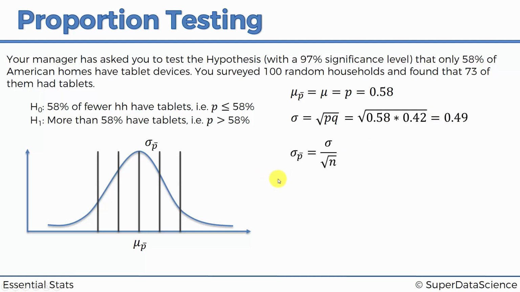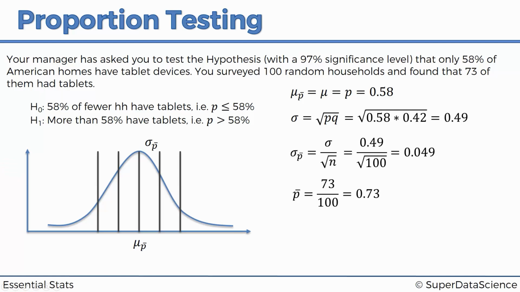Then we take the standard deviation of the sampling distribution, and according to the central limit theorem, same thing as before, sigma divided by square root of n: 0.49 divided by square root of 100, which is 10, so it's 0.049. And then we've got p hat, which is 0.73. We calculated that, 73 divided by 100.